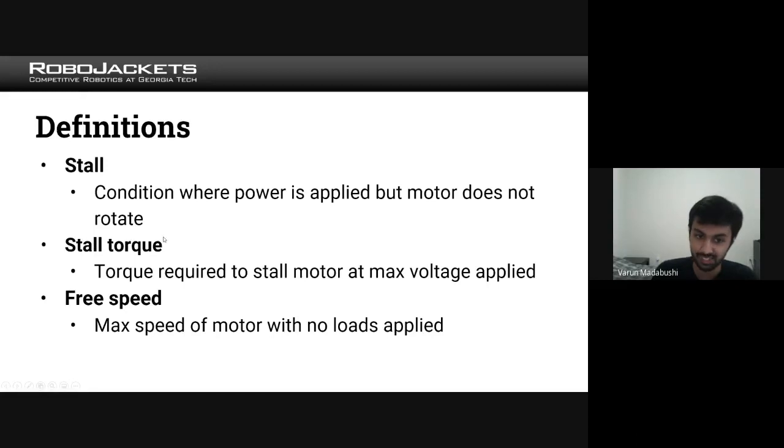Stall torque is the particular torque required in order to cause it to stall. And usually the stall torque is given at the max voltage. So for a motor that's rated for 12 volts, the stall torque is when you have 12 volts applied across the motor. And then lastly, the free speed is the maximum speed of the motor with no load applied. So with no external torques, it'll just spin to its maximum speed at the maximum voltage.